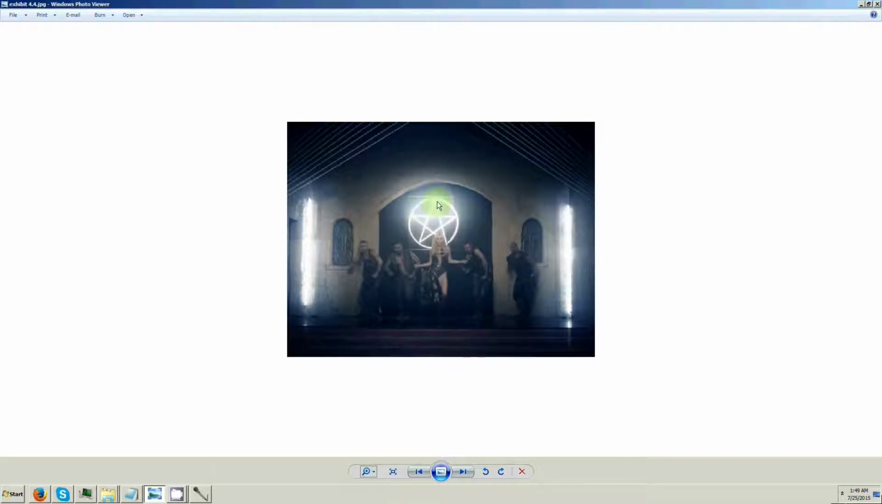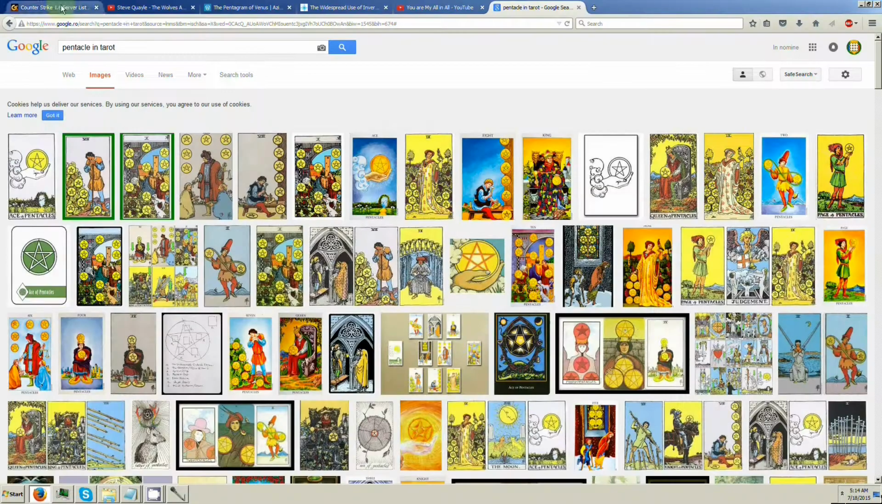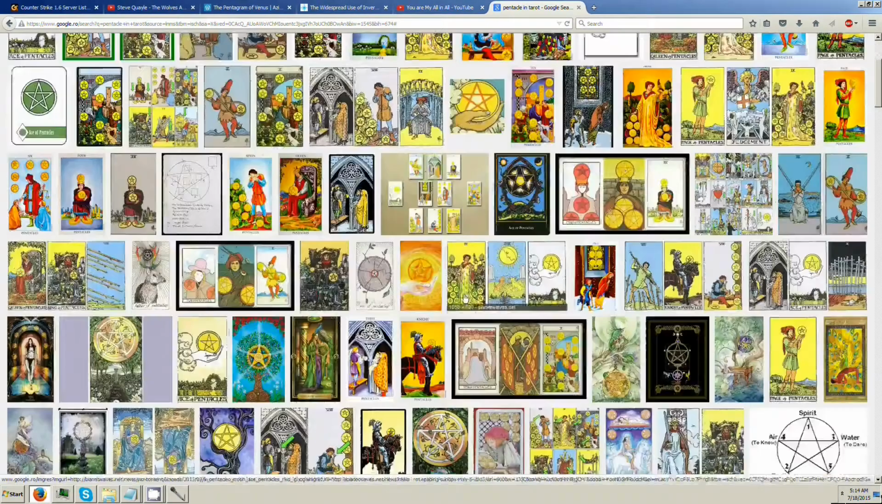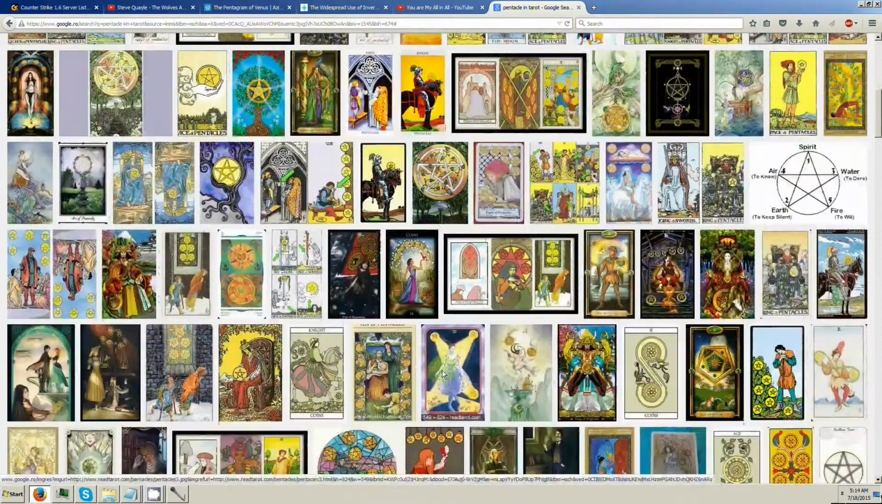A pentagram that's surrounded by a circle, or encircled, is called a pentacle. The pentacle makes a widespread appearance in tarot cards. As you can see, it's in a lot of places.